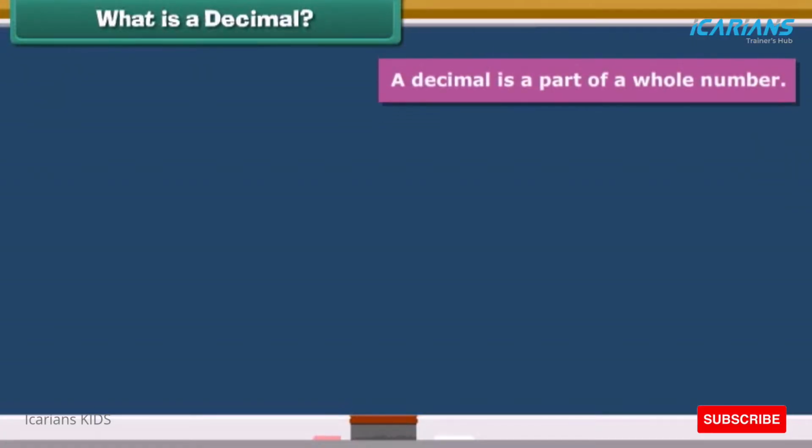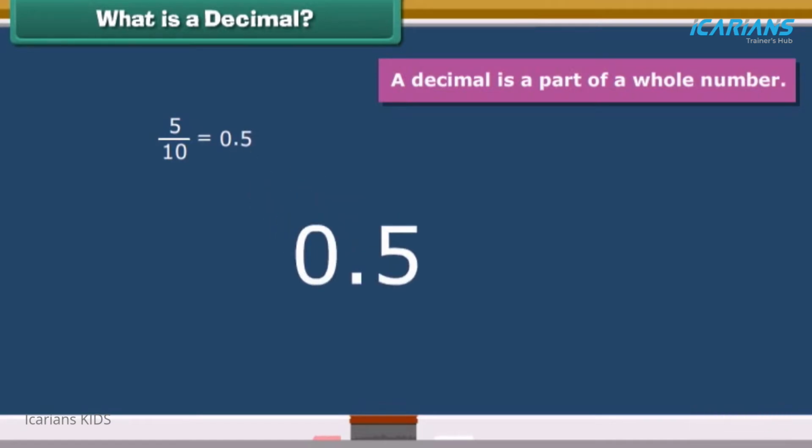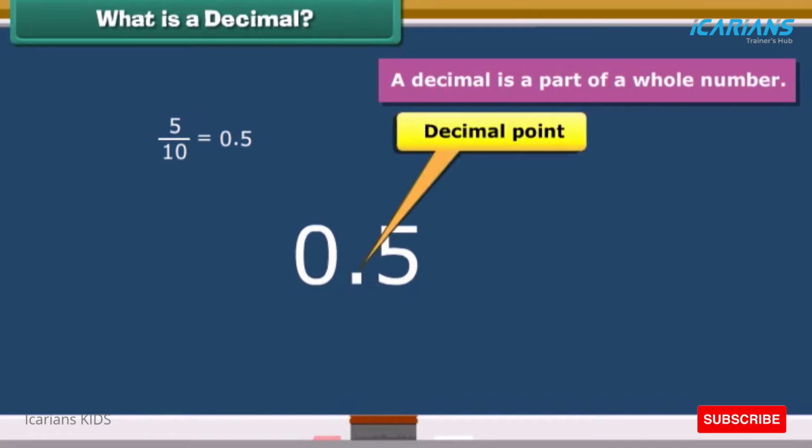Basically, a decimal is a part of a whole number. Look, the fraction 5/10 could be written as 0.5. You can easily identify a decimal by looking at the decimal point.